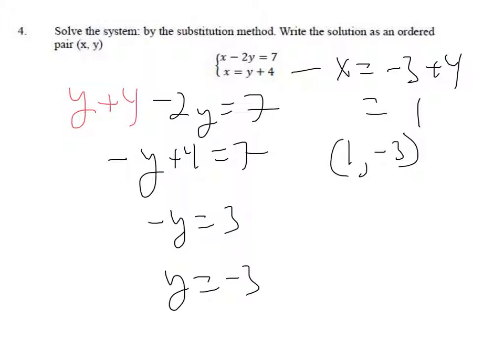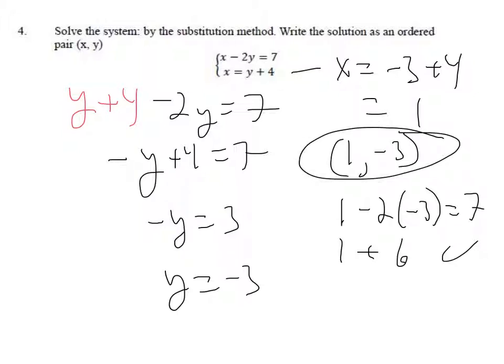So I'm going to replace 1 minus 2 times negative 3. Is that equal to 7? Well, that's 1 plus 6. Yes, that's 7. So that is the solution.